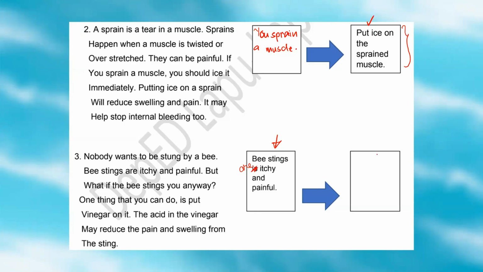Number 3. Bee stings are itchy and painful. Put vinegar on the stung area, the part, ang bahagi ng katawan na kinagat ng bubuyog or bee. Do we have the same answer? Similar answer. Okay, that's great.